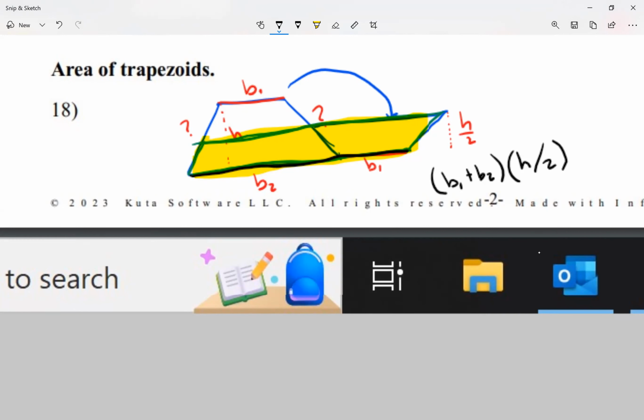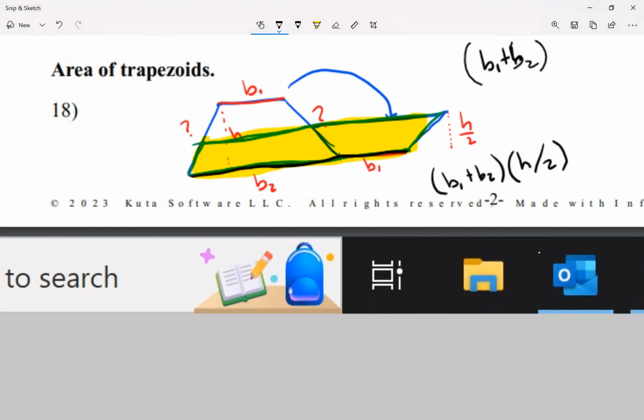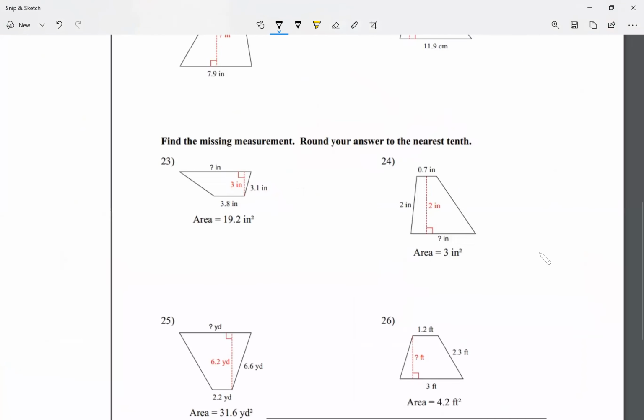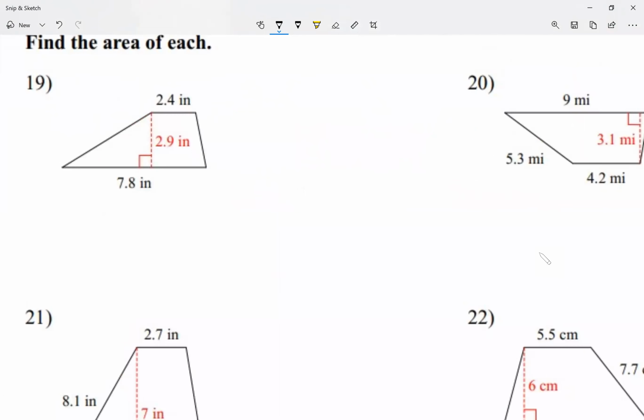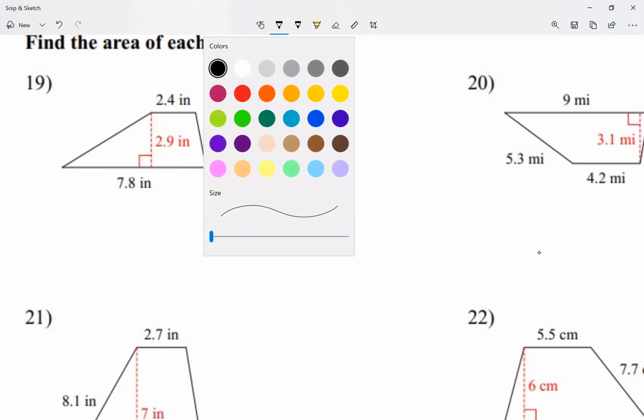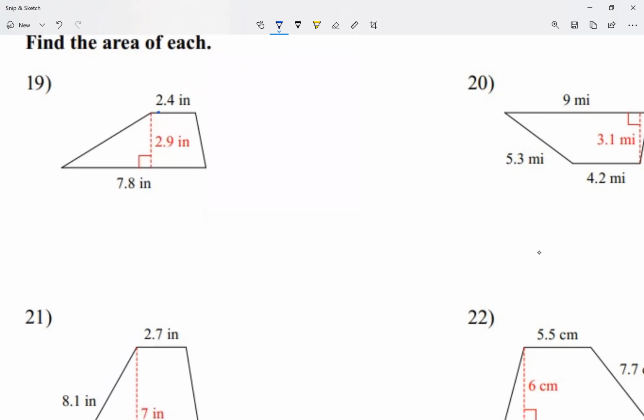I know if you guys were to Google it, sometimes they say base 1 plus base 2, plus base 2 times the height, and all of this is divided by 2, which in reality, if you notice, is the same thing. Okay, so let's take a look at our work here. Question number 19. All I need, let me highlight in blue, let me highlight in blue my two bases.